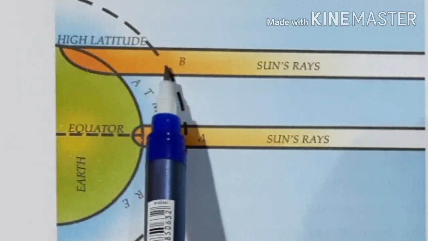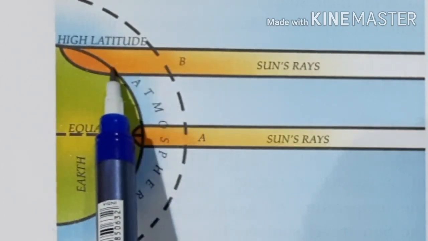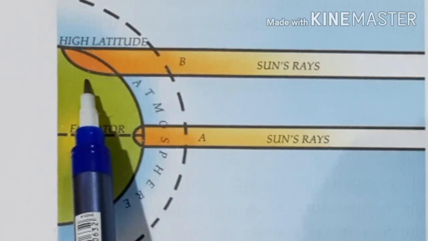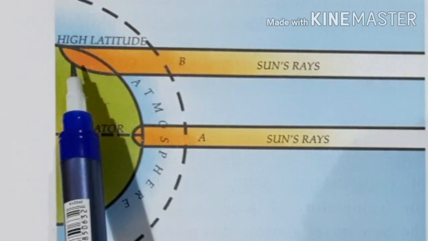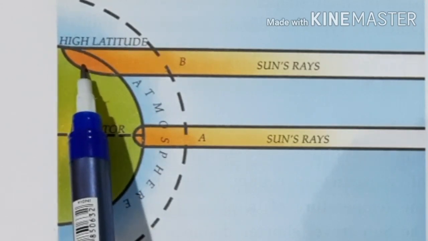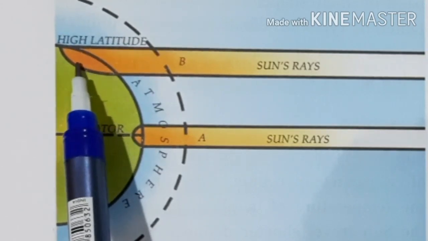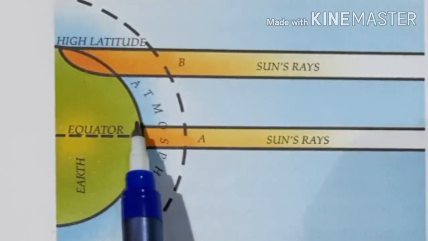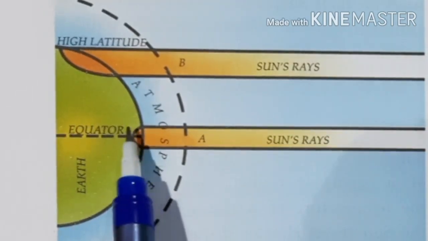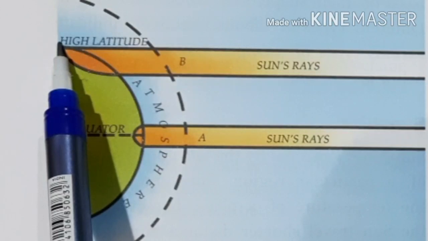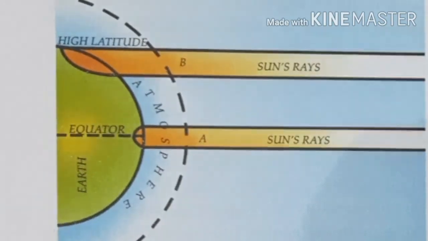And again, the sun's rays move through the atmosphere for a long distance. Because of that, the amount of heat energy that reaches the earth's surface decreases. That's why polar regions experience cold conditions. So equatorial regions are the hottest regions and polar regions are the coldest regions.